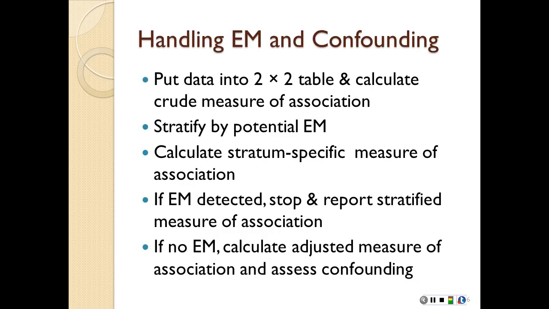If the stratum-specific estimates are not different from each other, then you calculate your adjusted measure of association. And you assess for confounding by comparing your adjusted measure back to your crude measure. Does that make sense? We're going to do several little examples to make it clearer.